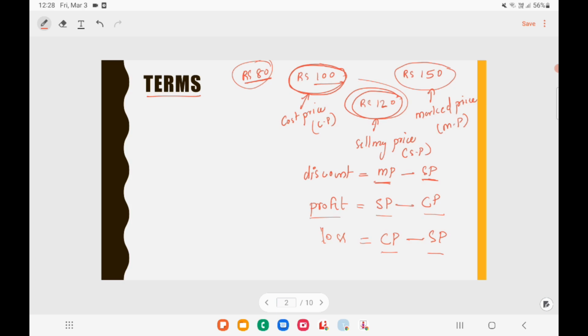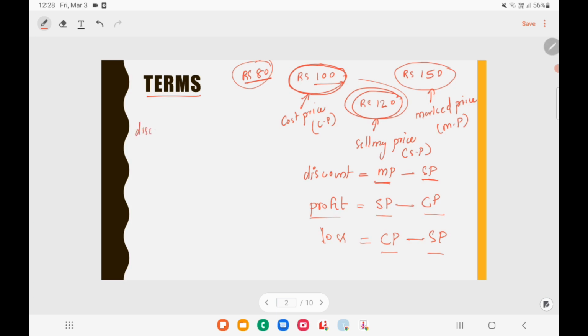For example, if you go to a shop and the items in the shop are on sale, they will be showing that we are giving 50% discount, 100% discount, 80% discount, like that. So discount, profit and loss are usually represented in percentage form. So we need to study the formulas for the percentage form as well.